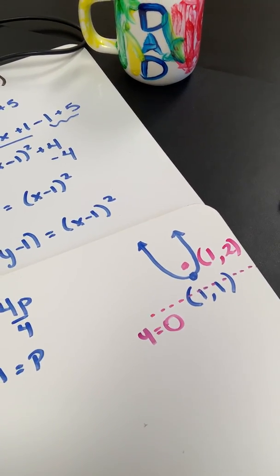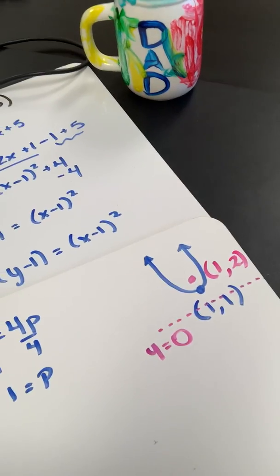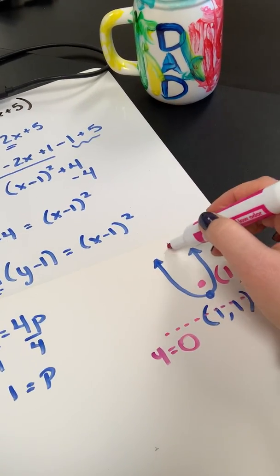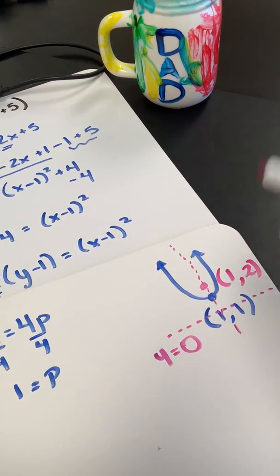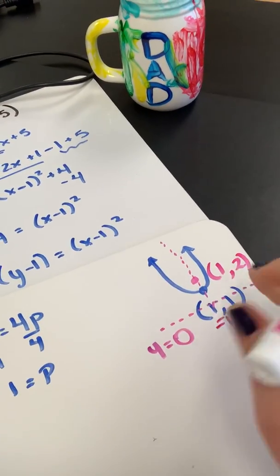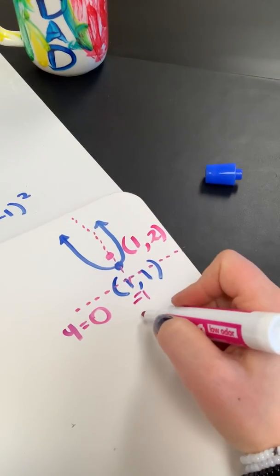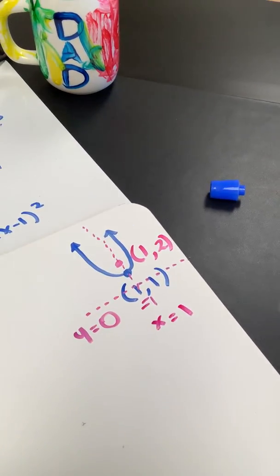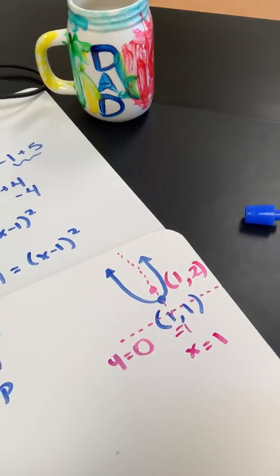Okay, the last part is your axis of symmetry. So the axis of symmetry, remember, is cutting this parabola directly in half through the vertex, and it's always going to be the x value of the vertex if it's obviously facing up or down. So you've got x is equal to, and then 1. All right, so that's the warm-up for today.